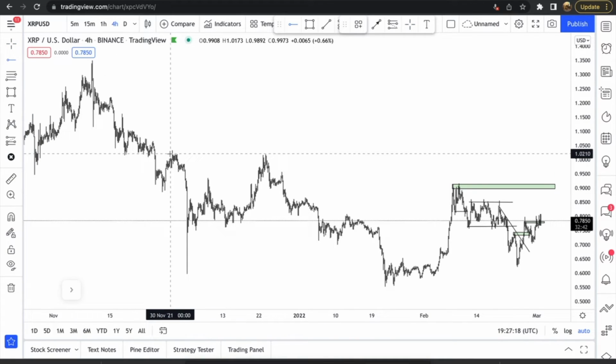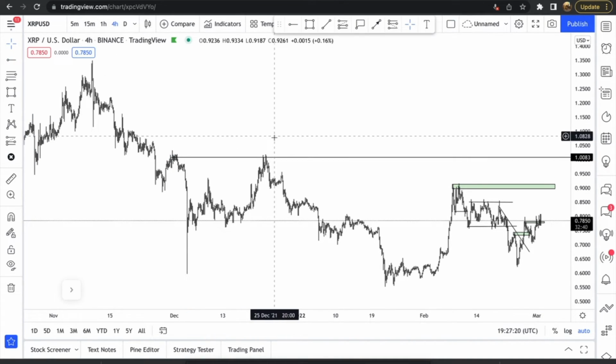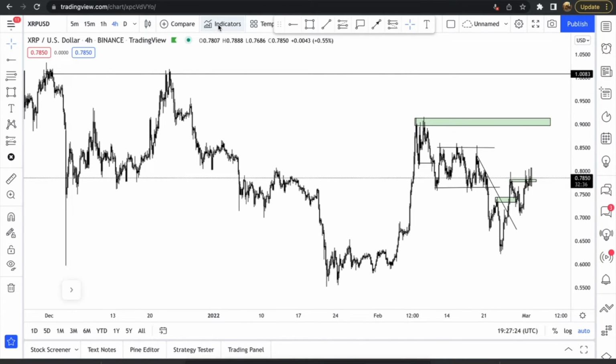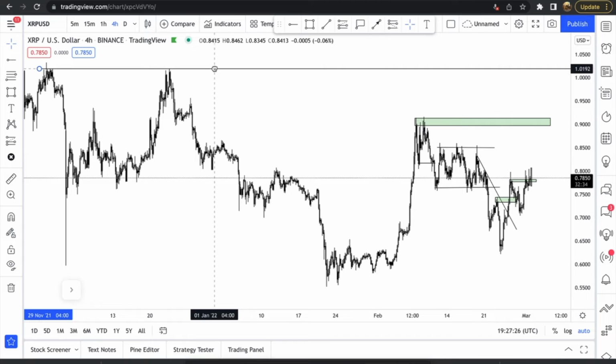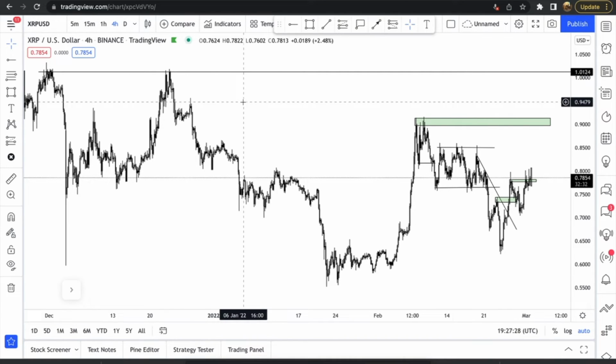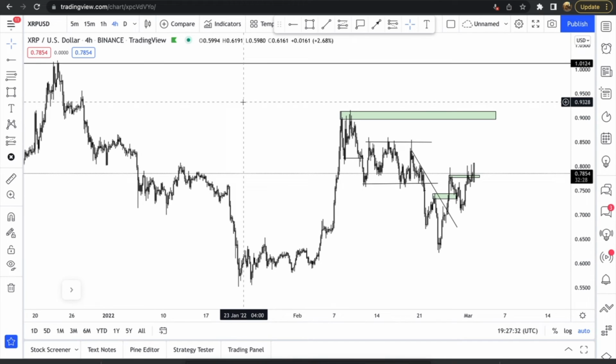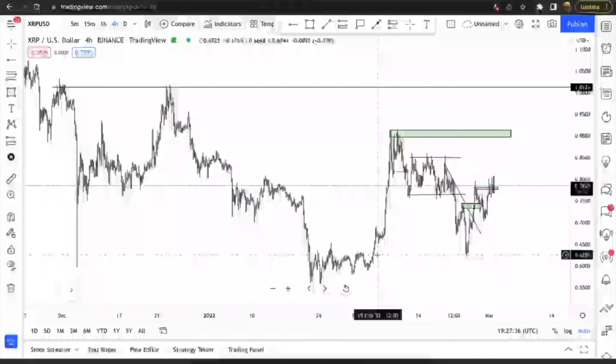This $1 mark around here is a key level. Just what I've noticed over the years, where these even numbers like $1, you find that a lot of people start taking profits at these levels. It's a bit of a psychological level, I've found. But yeah, all in all, it is looking quite good for XRP.